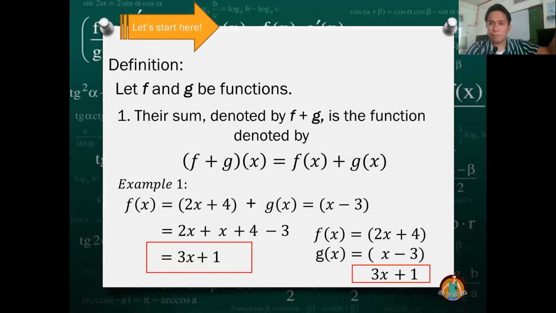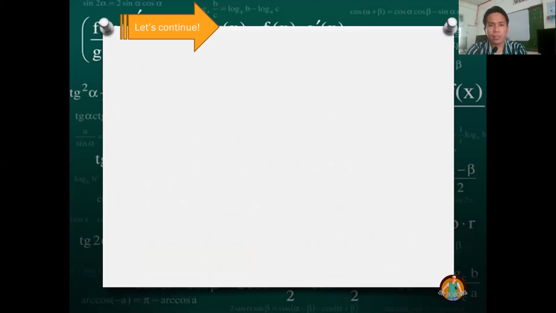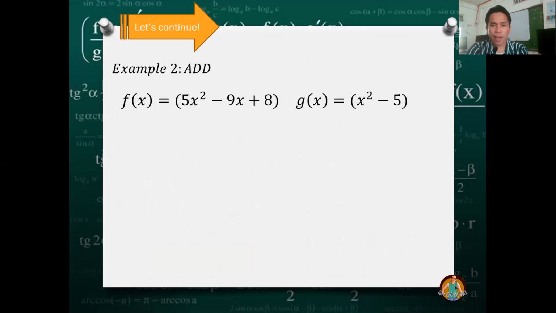Okay, so we have the horizontal method and the vertical method. Klaro ba? Sige. Para mas maintindihan, let me give you another example. Let's have our example number 2. Add f of x is equal to 5x squared minus 9x plus 8 and our g of x that is equal to x squared minus 5. Okay, again, ano nga? Horizontal muna tayo. Step 1 is combine like terms. Ano yung mga like terms dyan? We have 5x squared and x squared. Okay, very good. What else? Negative 9x. Sa kabila, wala. So walang x sa kabila.